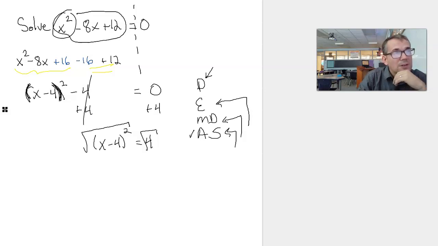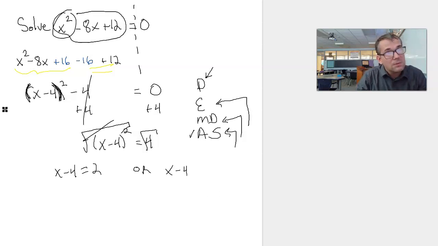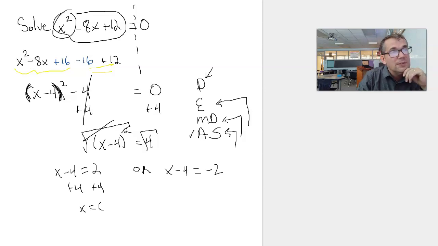So when I square root this, not only is it the case that x minus 4 could equal 2, but it could also be the case that x minus 4 equals negative 2. I have to consider both possibilities. So if I add 4 to both sides here, we get x equals 6. And if I add 4 to both sides here, we get x equal to 2. These are both going to be valid answers.